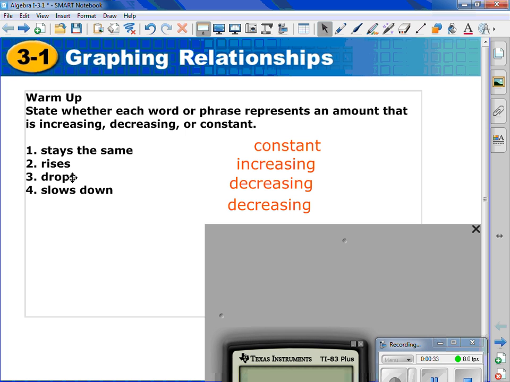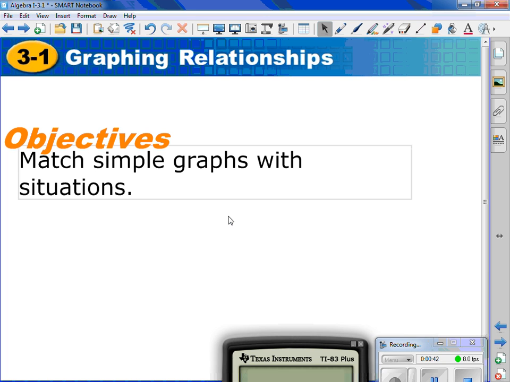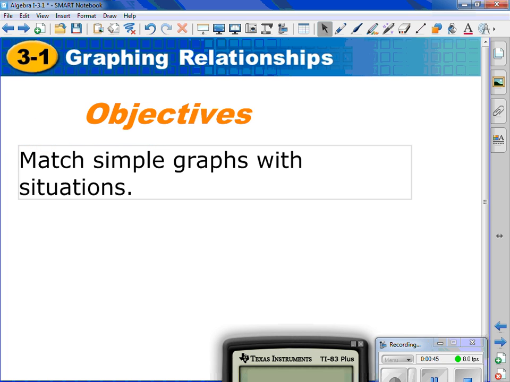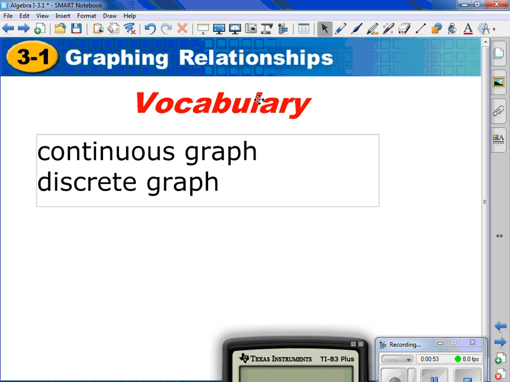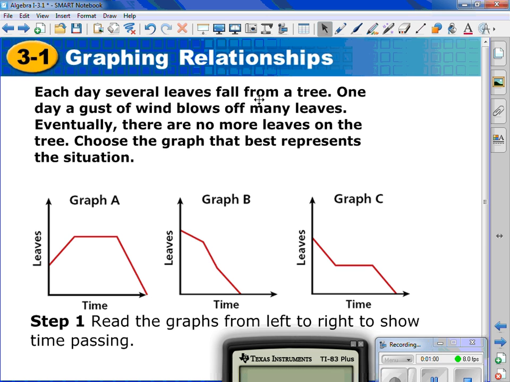Please know that these two both mean the same exact word. Some words have multiple meanings. What we're going to be doing in this section is we're going to match simple graphs with situations. Two different types of graphs: continuous graphs and discrete graphs. I'll give you a second to get this page copied.